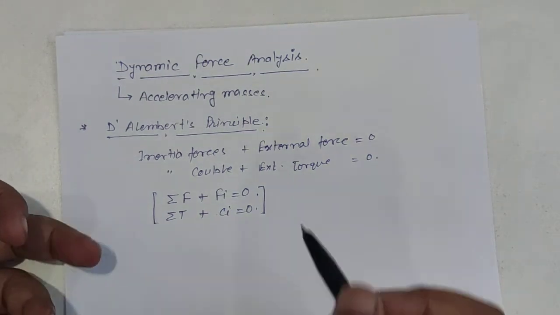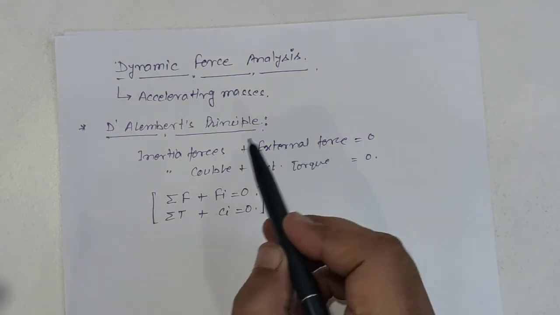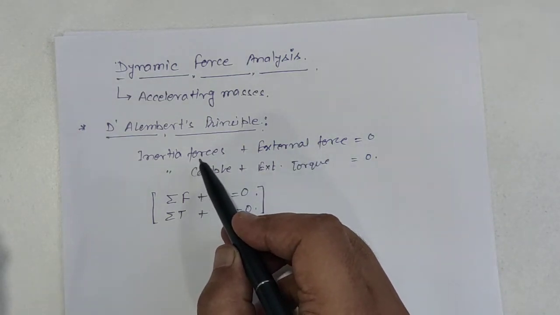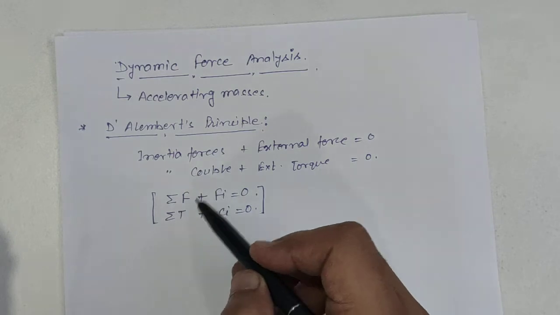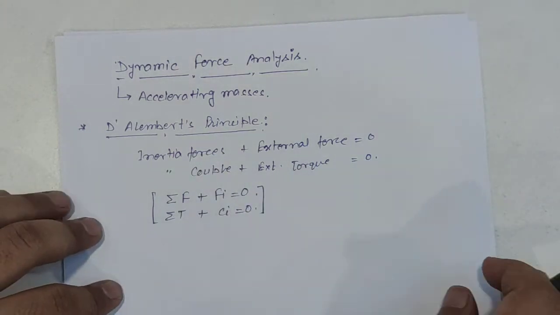How have we converted it? First we calculated the total force acting on the body. Then we added the inertial component, and the summation of the inertial component plus external forces equals 0.